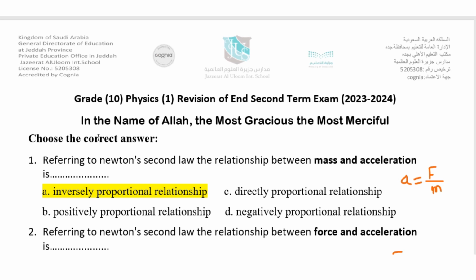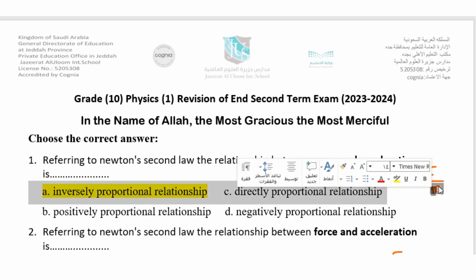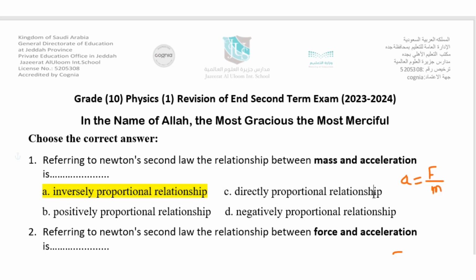Referring to Newton's second law, the relationship between mass and acceleration is... Okay, first of all you have to write the formula A equal F over m. So what's the relationship between acceleration and mass? Inversely, one of them in the numerator, the other in the denominator. So inversely proportional relationship. So A.